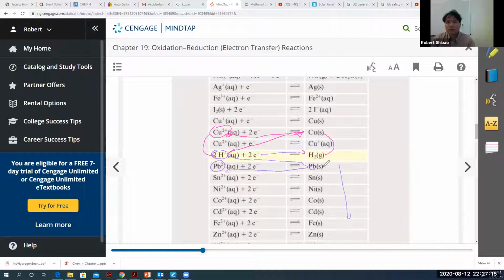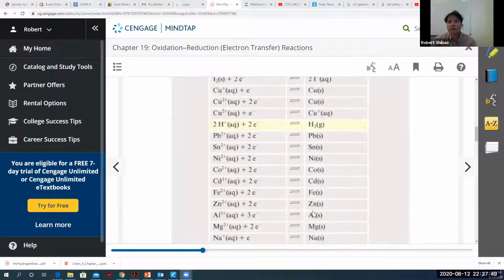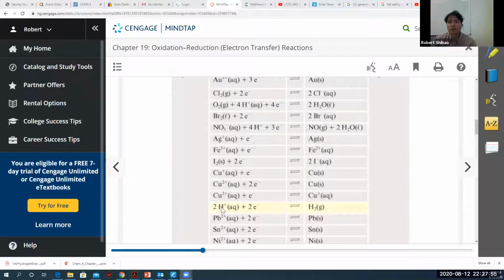And so what that means is H+ can oxidize lead, tin, nickel, cobalt, cadmium, iron. It was sluggish with the tin and the iron. Cadmium, iron, zinc, aluminum, magnesium, sodium, calcium, strontium, barium, rubidium, lithium, potassium. So we're going to oxidize all these. However, H+ can't oxidize copper metal. It can't oxidize silver. If you try to dissolve silver in HCl, it's not going to work.